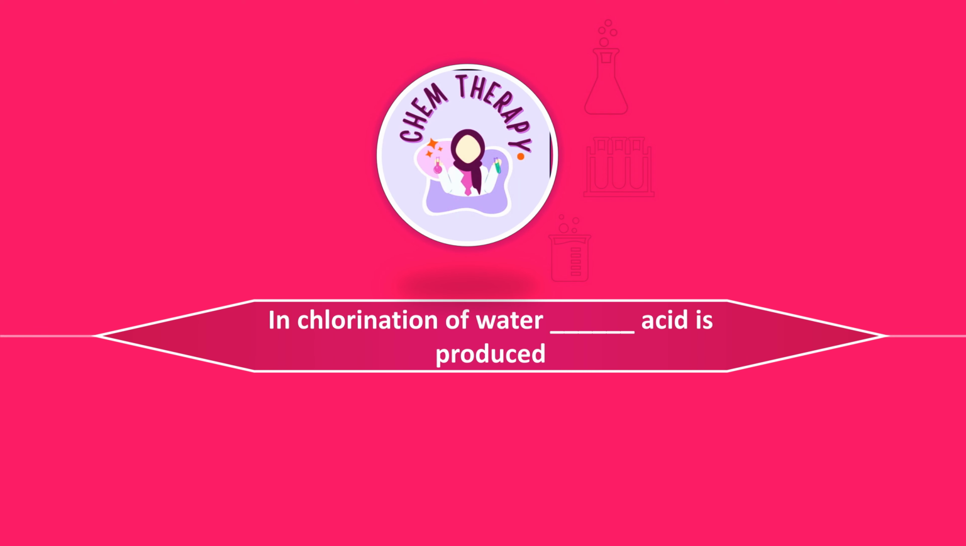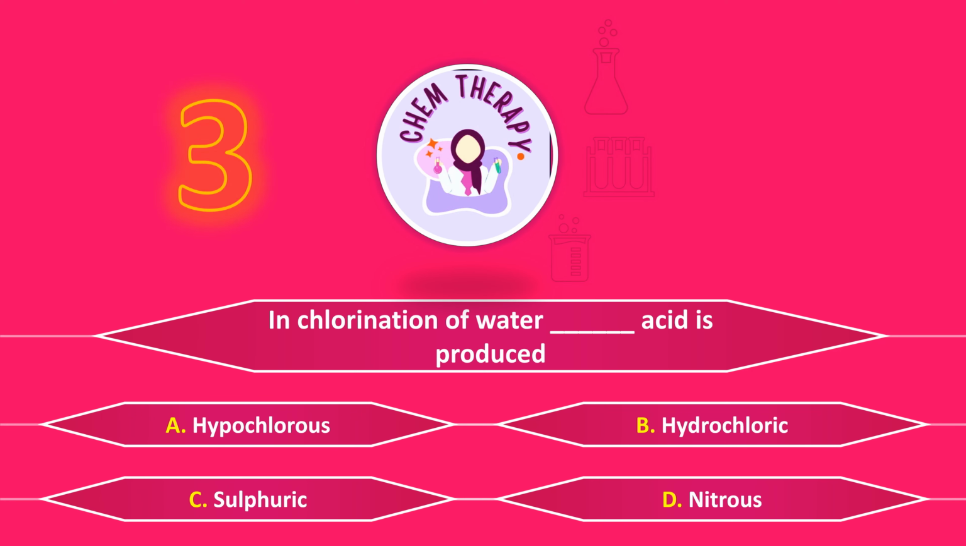In chlorination of water, acid is produced. Options are: option A is correct.